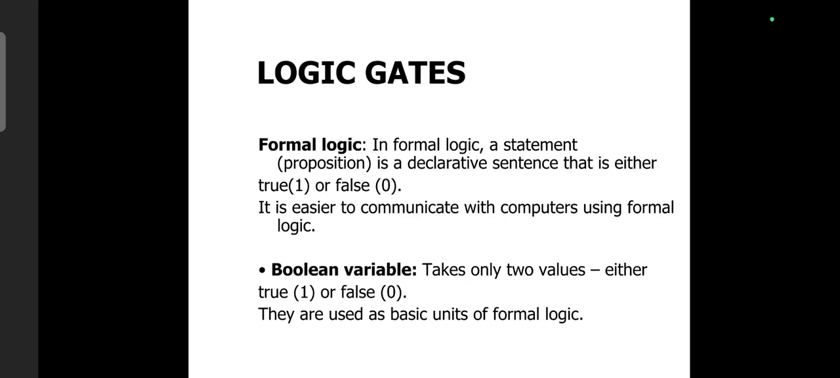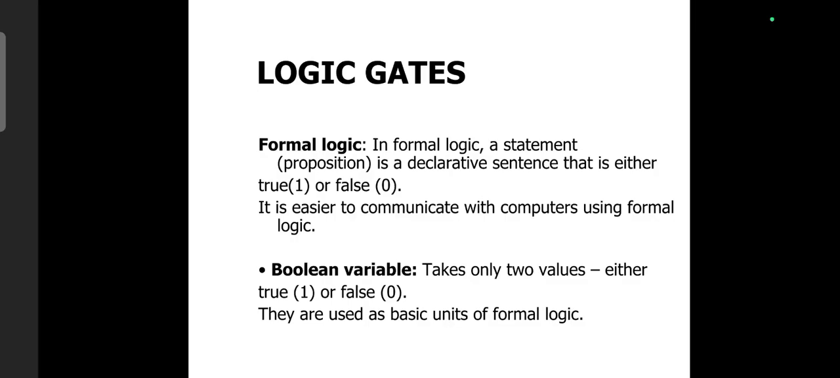Consider the following examples. The earth revolves around the sun. This statement is true. A triangle has four sides. This statement is false. So computers and digital systems cannot understand natural language. Instead, they represent information using binary values. So true is represented by 1, false is represented by 0.